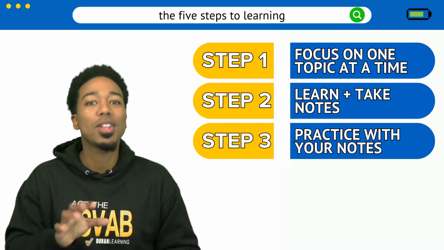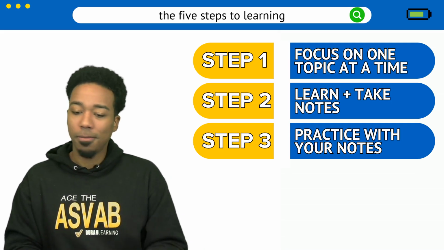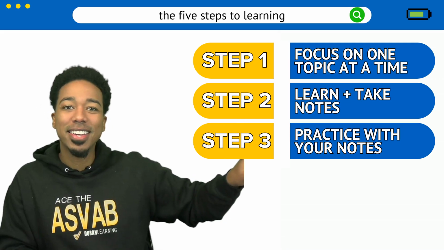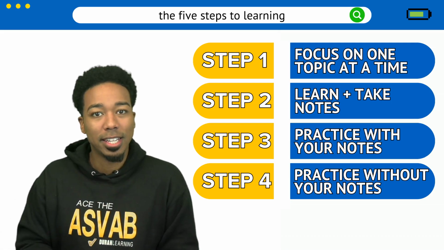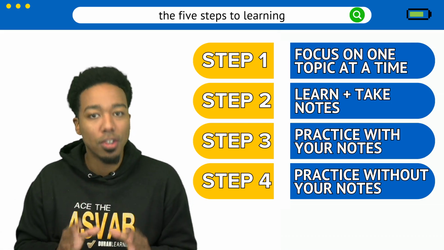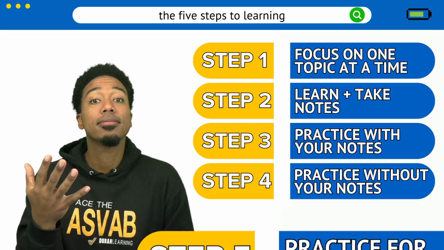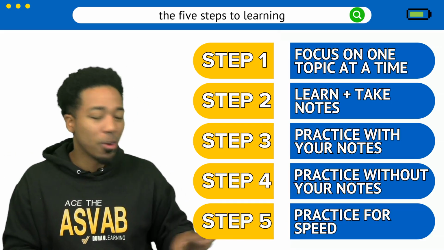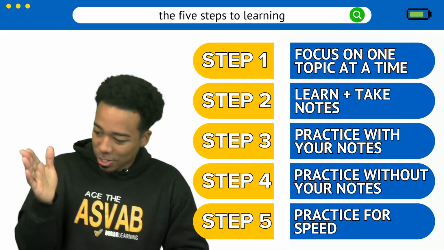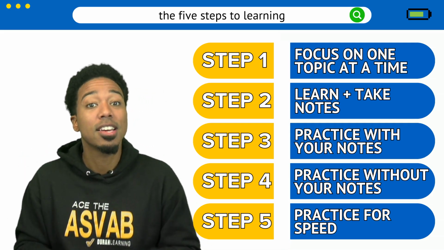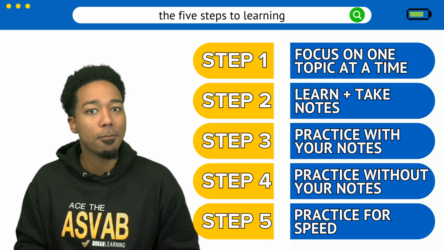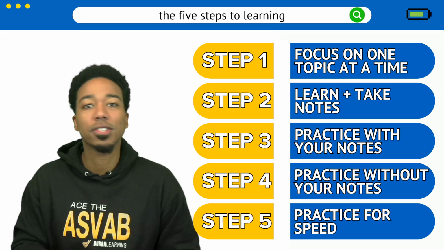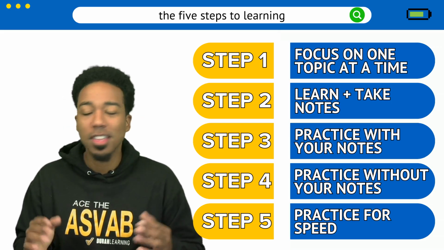And then once you feel like you're up to it, take those notes, flip them over, put them away, and try without those notes. Step 4, again, without those notes. Step 5, practice for speed. No more notes, no more booklet. Start taking specific practice tests for that specific topic. And so for those of you in my program, you know exactly where to go for that. You have your arithmetic reasoning course, your math knowledge course, and everything else that you need.